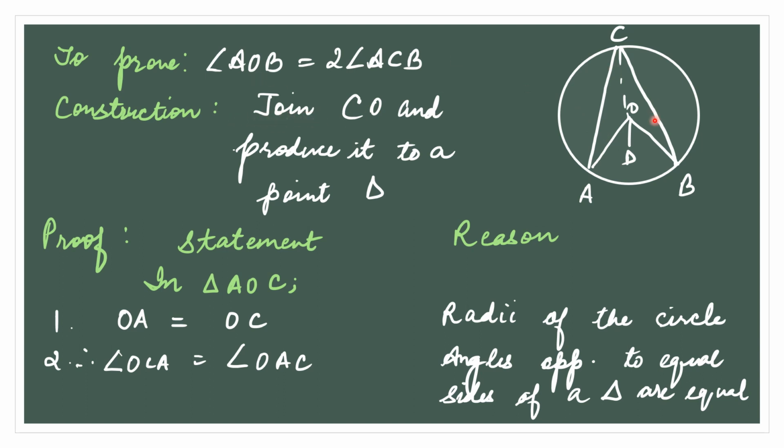What we have to prove here is that the angle AOB subtended at the center is twice the angle at the circumference, that is angle AOB is equal to 2 times angle ACB. Now how do we prove it? We join CO and produce it to a point D. When you write the proof, you have to first give the statement and also give the reason.